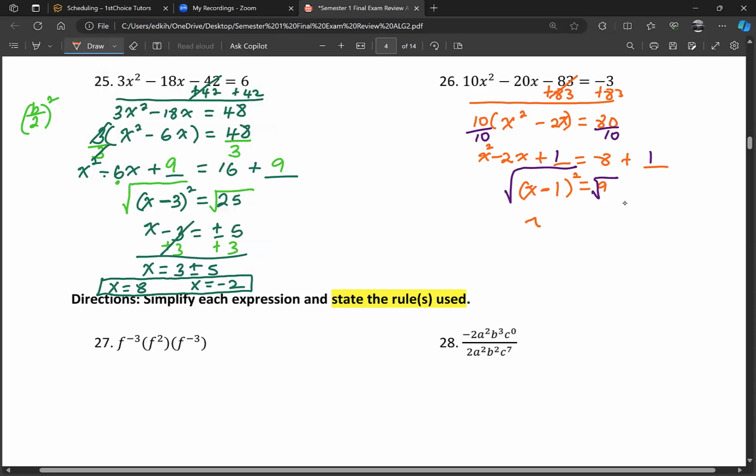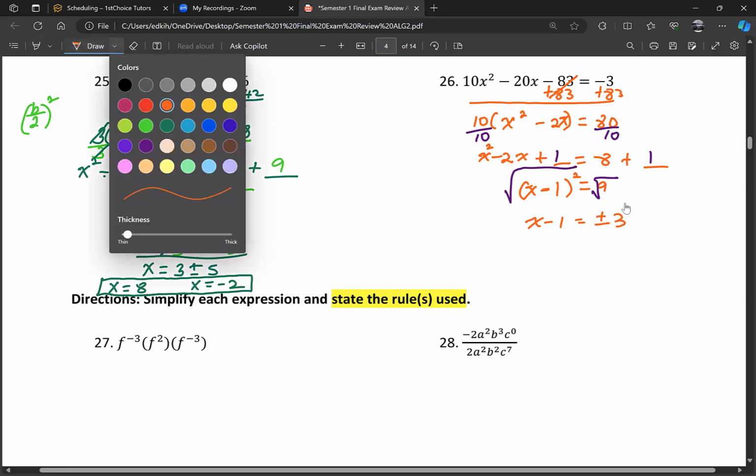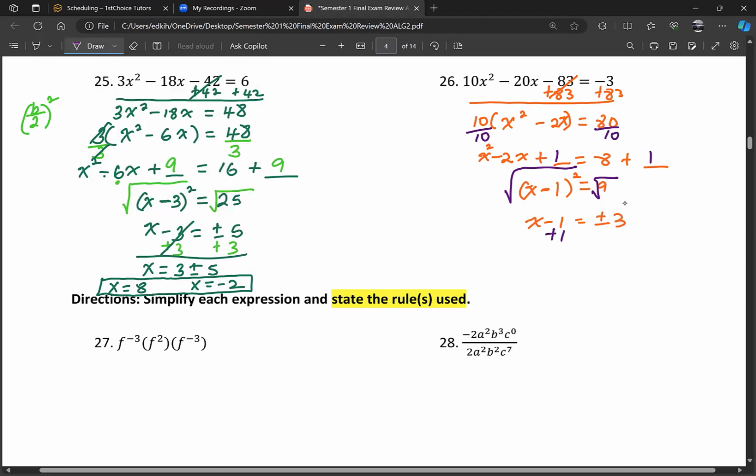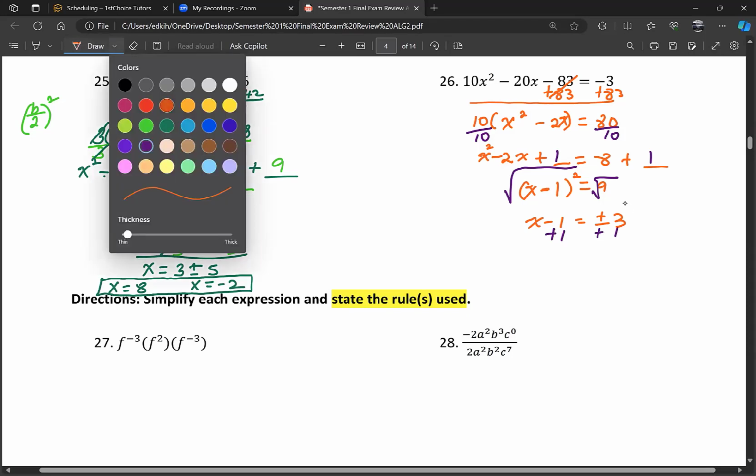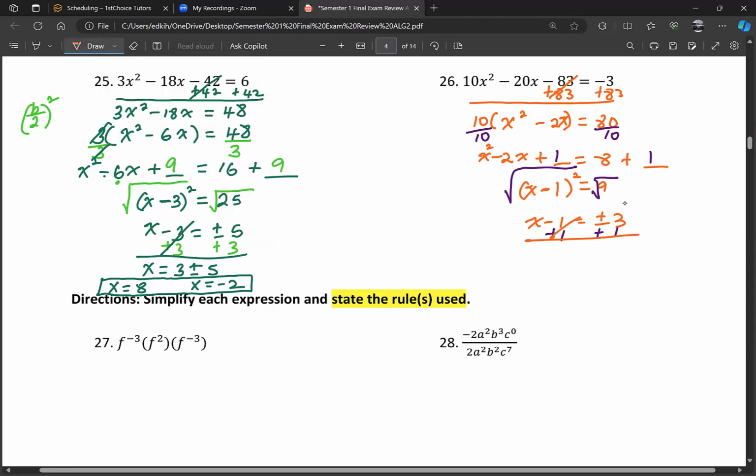So we then have x minus 1 equals plus or minus 3. So I'm adding 1 here, adding 1 there. Those are gone. So x equals 1 plus or minus 3. But of course, this is workable. So x equals 1 plus 3, which is a 4, and x equals 1 minus 3, which is a negative 2. And those are your two solutions to that question.